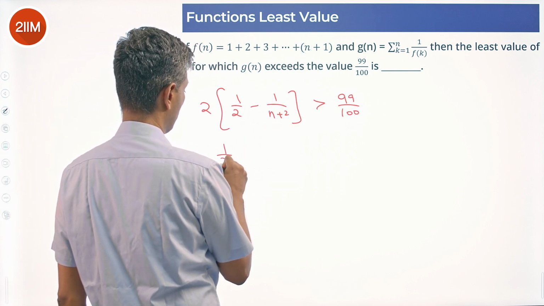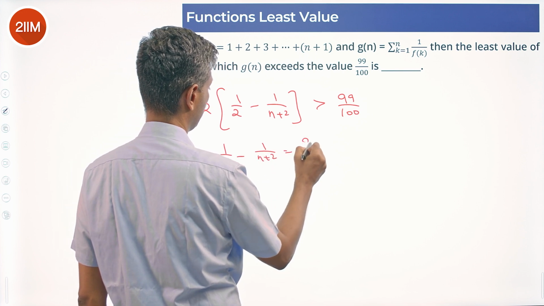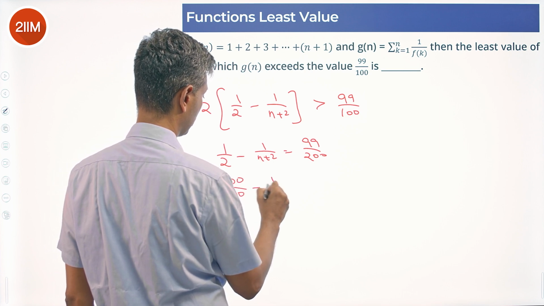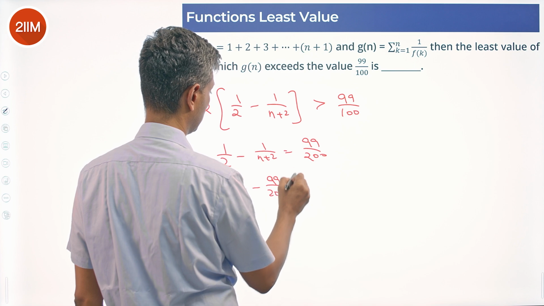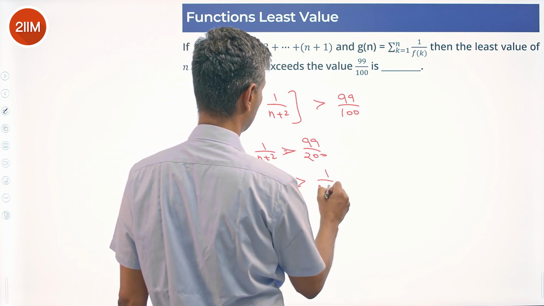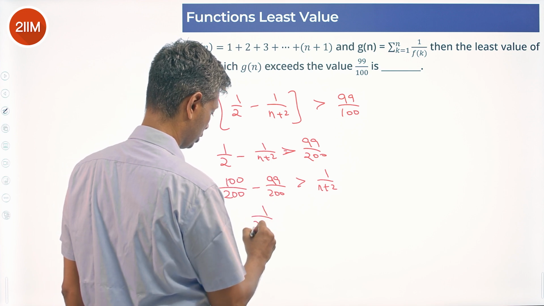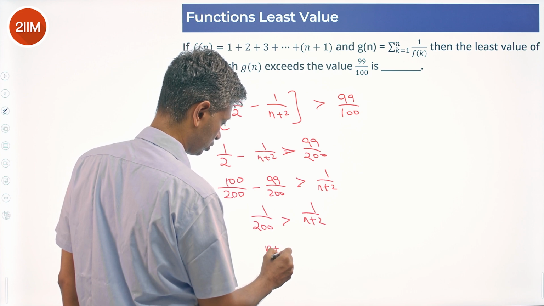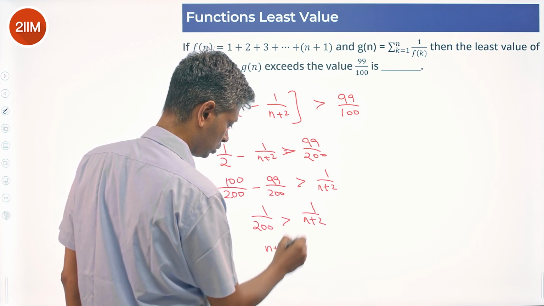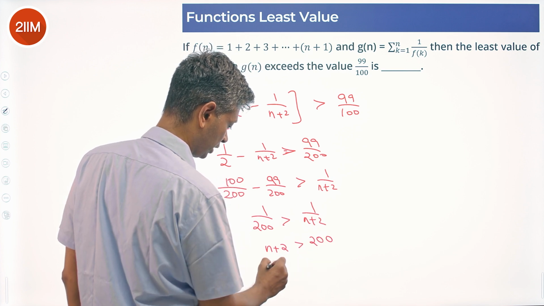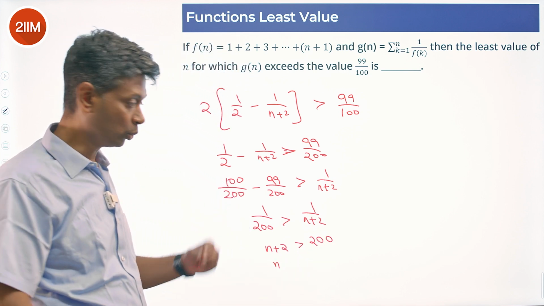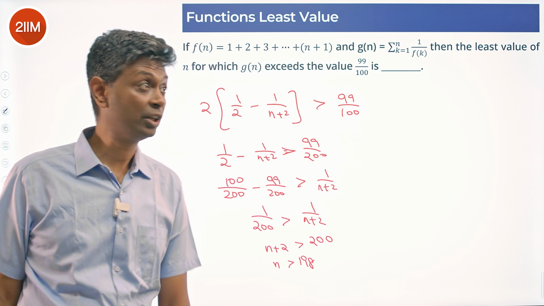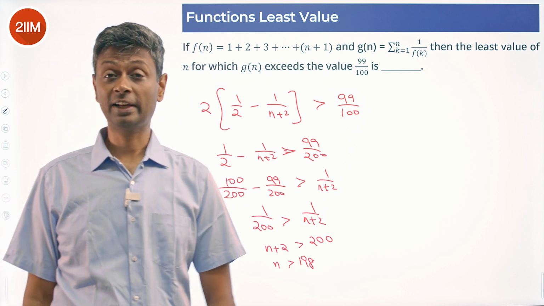So 1 by 2 minus 1 by n plus 2 is greater than 99 by 200. Bring this side: 100 by 200 minus 99 by 200 is 1 by 200, greater than 1 by n plus 2. So n plus 2 greater than 200. If n is 198, it will be equal. N should be greater than 198, or the minimum value n can take is 199.